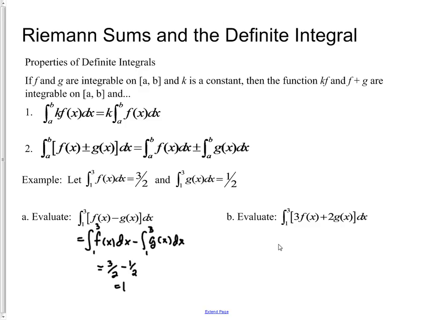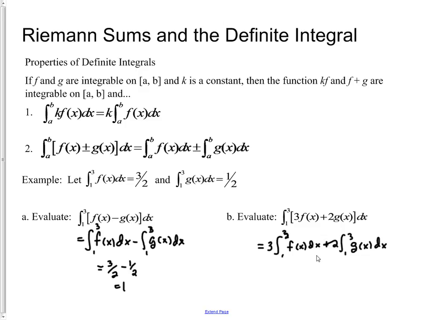Now, we only complicate things a little bit by adding a multiplier, a constant like 3 or 2, into the mix. But if we use rules 1 and 2 together, we're really saying let's take 3 times the definite integral, we're not going to do the antiderivative yet, of the interval from 1 to 3 of f of x dx, and add to that 2 times the definite integral from 1 to 3 of g of x dx.